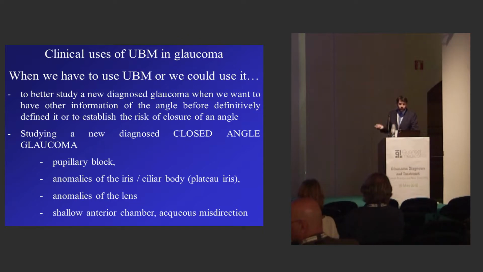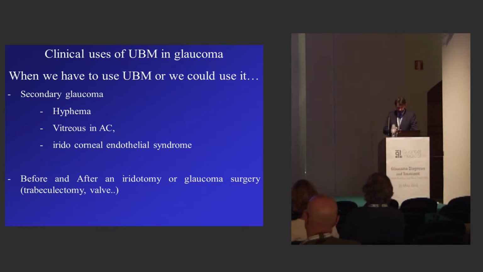So when we have to use UBM, or we could use it: first, to better study a newly diagnosed glaucoma, when we want to have information on the angle, when we want to establish the risk of closure of an angle. Second, when we have a newly diagnosed closed angle glaucoma, we want to study the pupillary block, anomalies of the iris, of the lens, a shallow anterior chamber. And even in secondary glaucoma, like in hyphema, vitreous in the anterior chamber.